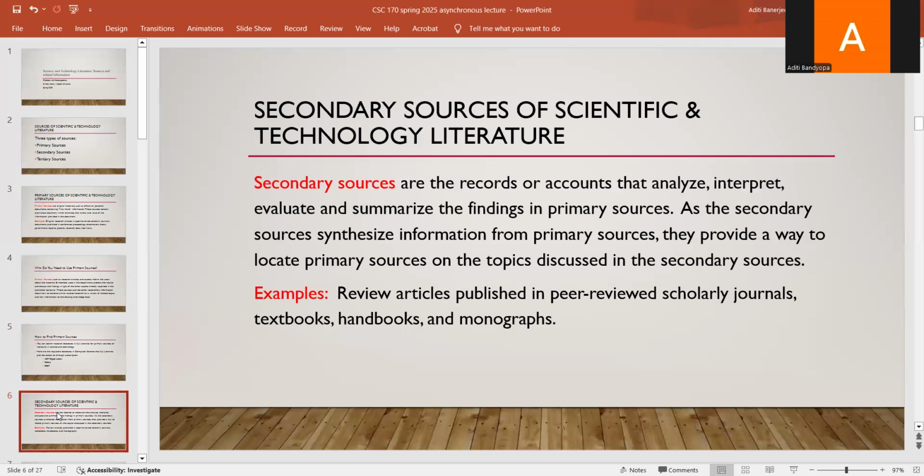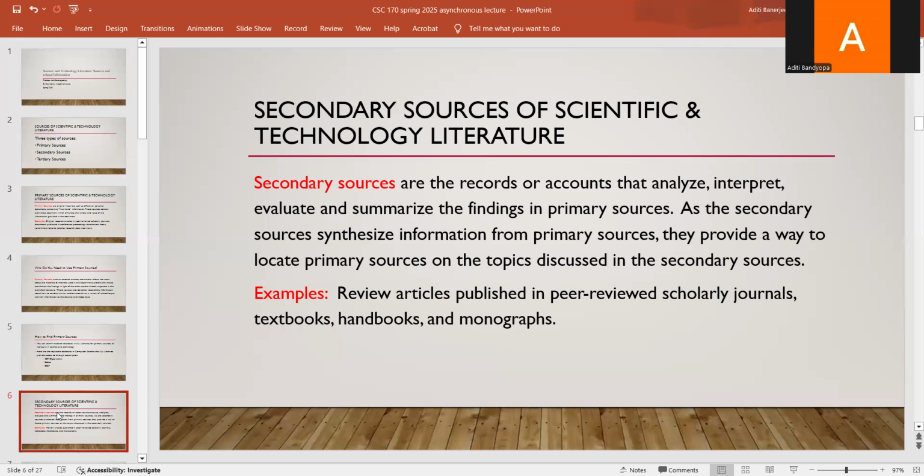Now, I will talk about the secondary sources of science and technology literature. Secondary sources are the records or accounts that analyze, interpret, evaluate, and summarize the findings in primary sources. The secondary sources rely on the primary sources and synthesize the information found in primary sources to provide the readers an overview of the research done on a particular topic.